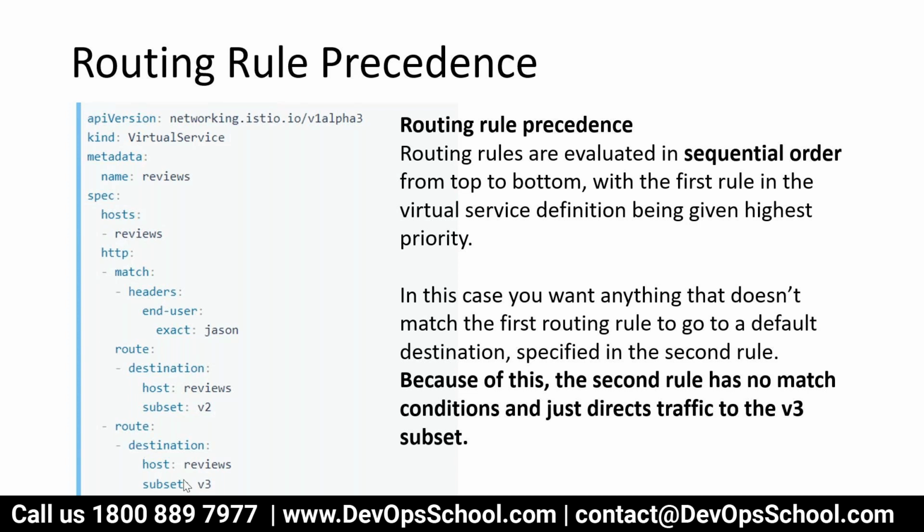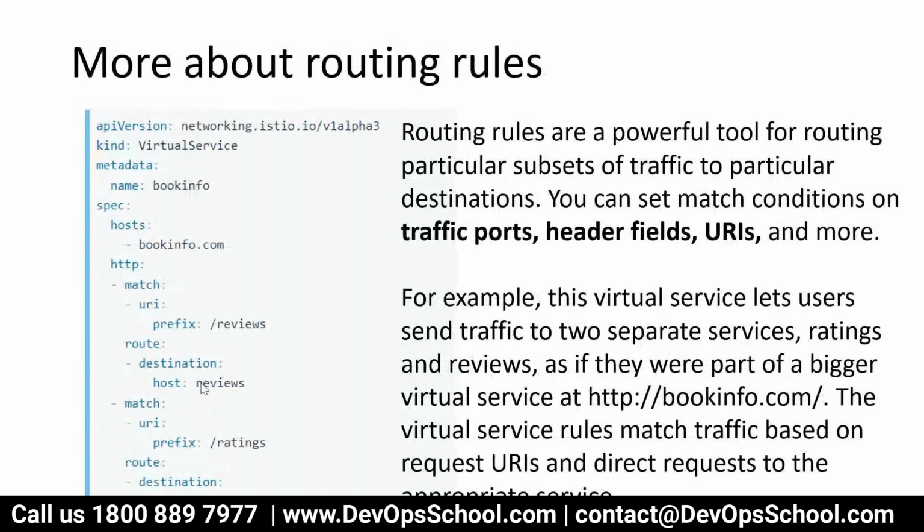So all the traffic will go to the v3. If it matches the user JSON, then it will go to the v2. Are you understanding? Understood.